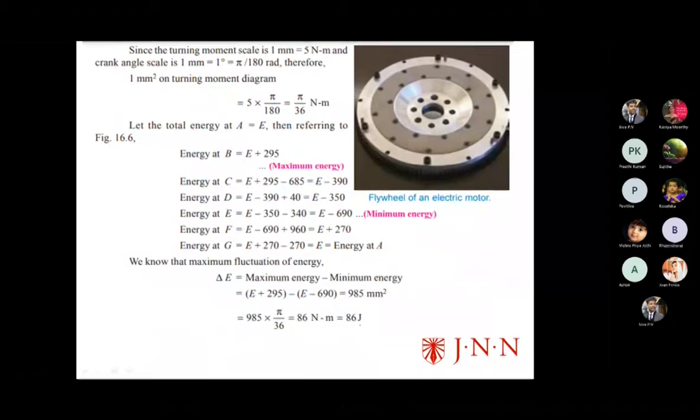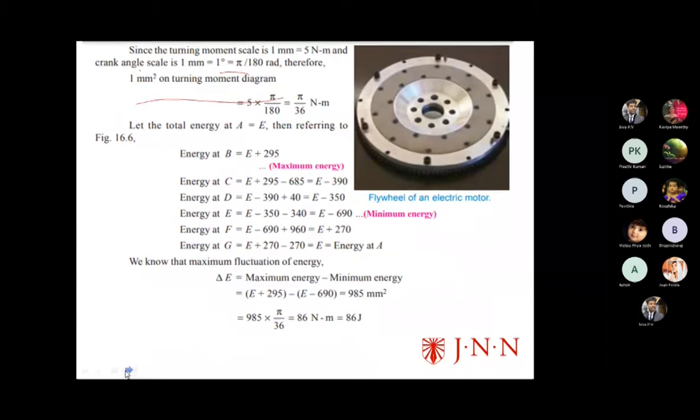Since the turning moment scale is 1 mm equal to 5 Newton meter and the crank angle 1 mm equal to 1 degree. 1 degree, we have discussed many times, if you want to convert from degree into radian, multiply by pi by 180. Therefore 1 mm square on the turning moment diagram is equal to 5 into pi by 180, which is pi by 36 Newton meter.